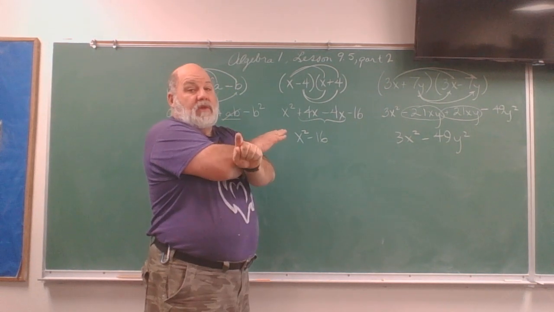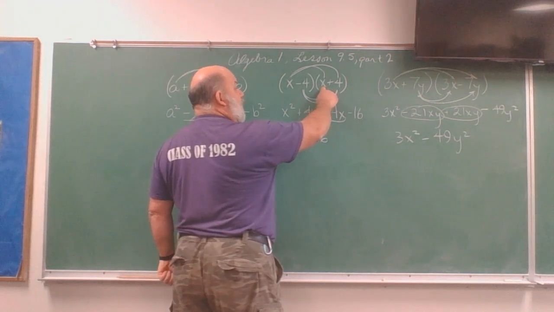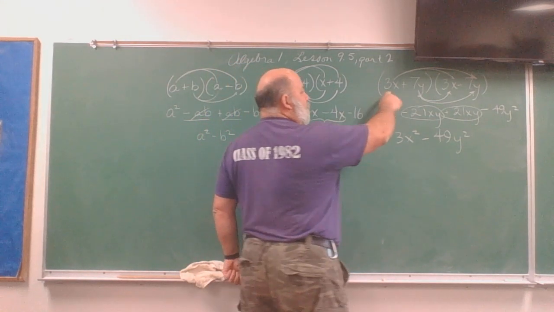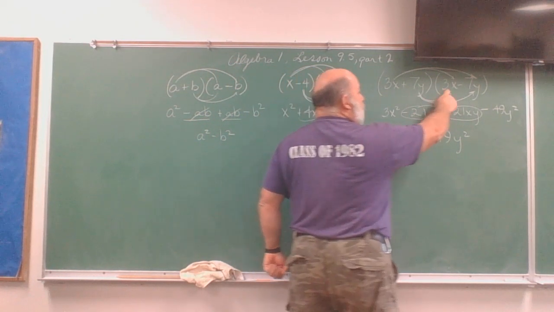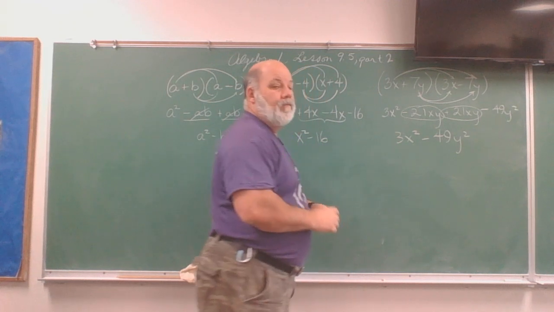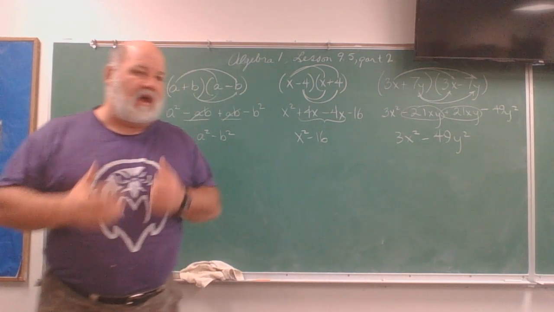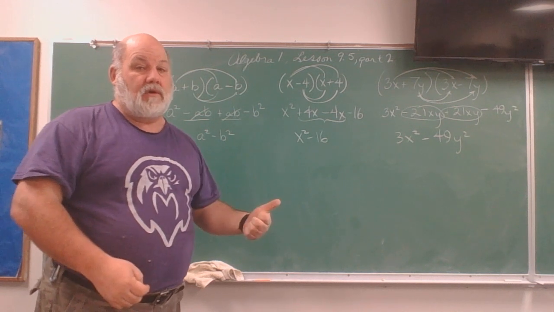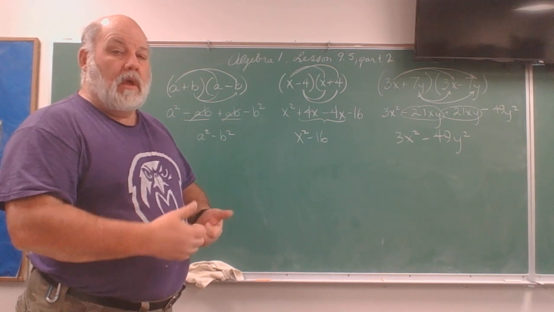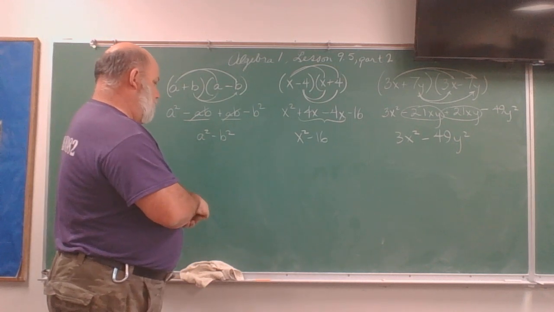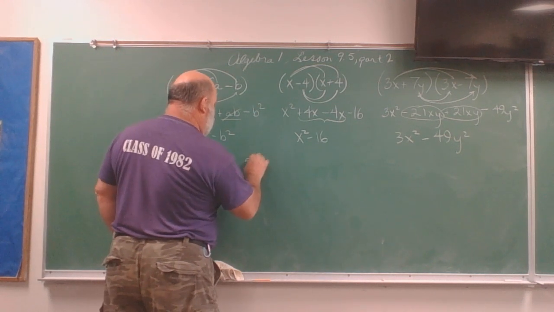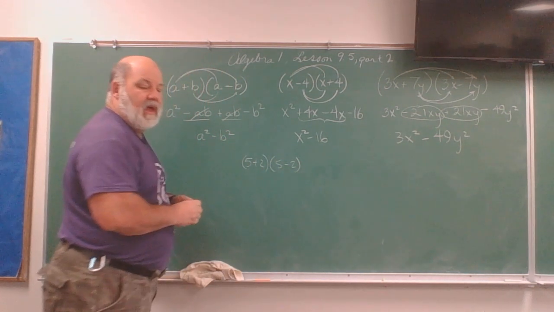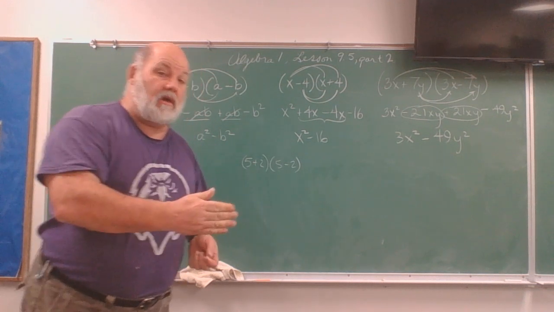This one they switch the order, which doesn't matter. They still have x plus 4 times x minus 4. This one they have 3x plus 7y, 3x minus 7y. Those terms are called conjugates. Anytime you have a number plus a number, and then the same first number minus the second number, those are called conjugates. I could actually just use normal numbers. I could say 5 plus 2 and 5 minus 2. We'll come back to that in a second. Okay? But those are conjugates.